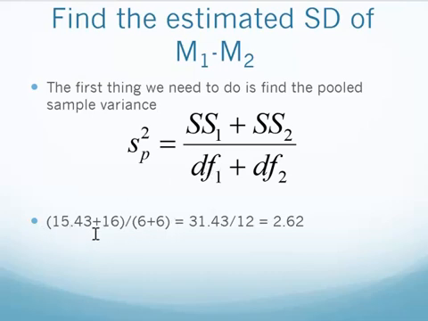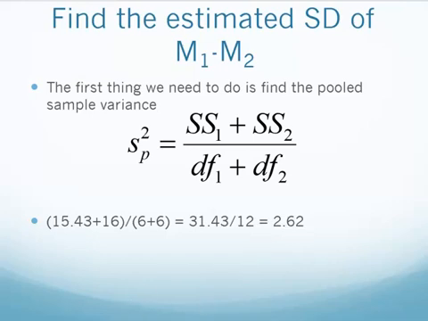So we're going to take those sums of squares for each one of the groups and add them up, and we're going to divide that by our combined degrees of freedom. So we get 31.43 divided by 12, and that gives us a pooled variance of 2.62. And remember also what I said in the previous example. Don't lose track of this pooled variance, because if we end up rejecting the null, and we're going to compute an effect size, we're going to need to plug this value into the denominator of our Cohen's d statistic. So we can't lose track of that value.